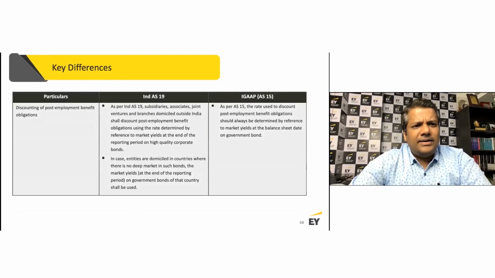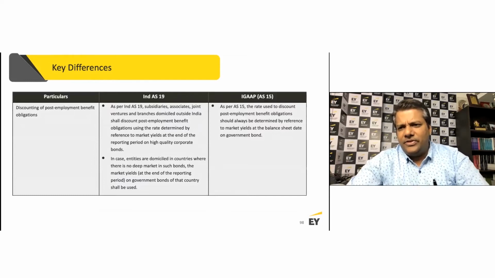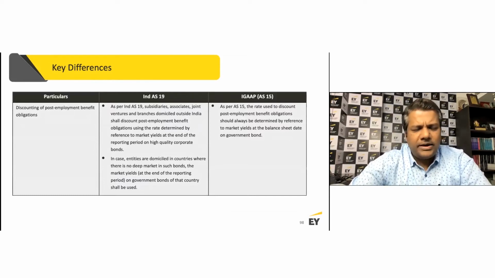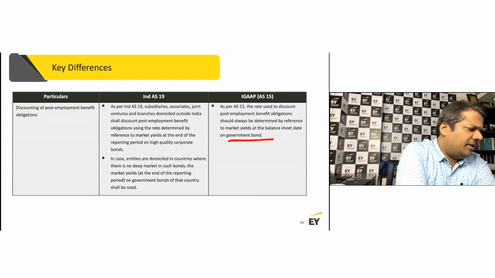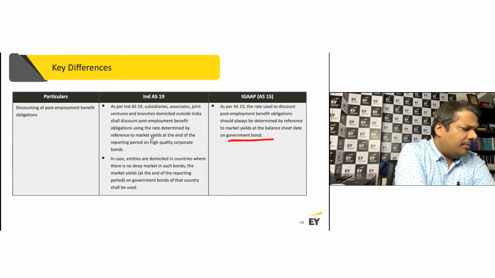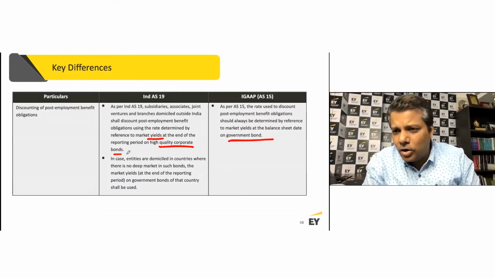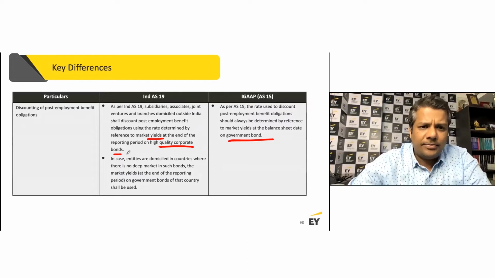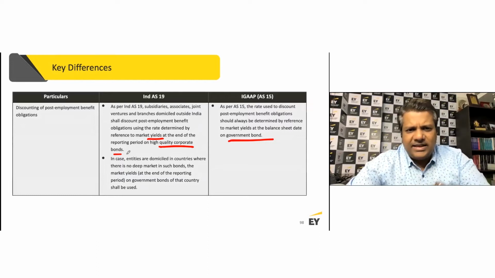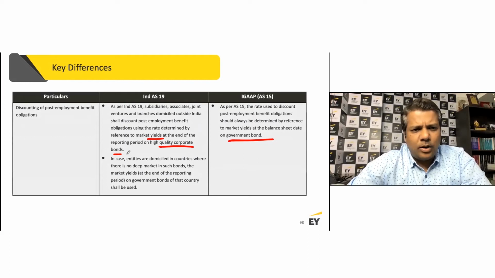And then the discounting of post-employment benefit obligations. AS 15 talks about discounting with the government bond yield rate. Here we have the high quality market yield, reporting high quality corporate bond. But if you don't have a corporate bond market, then you go to the government bond. So I think that's the distinction between Ind AS 19 and Indian GAAP AS 15, in the discounting.